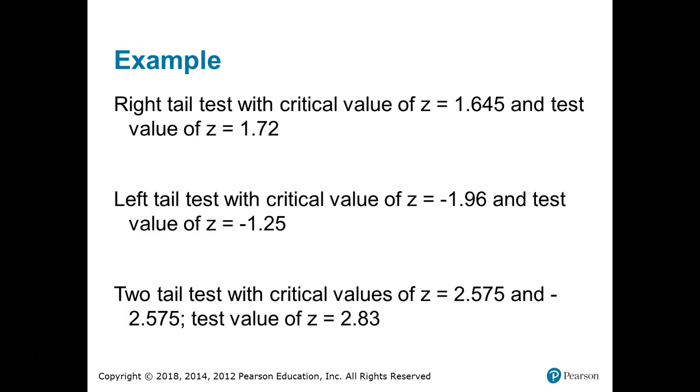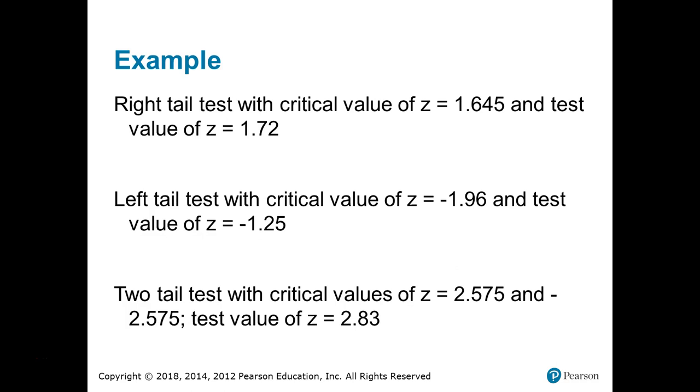Let's look at example 2. Left tail test with a critical value of z equals negative 1.96 and test value of negative 1.25. So you have your bell curve, you have your critical value of negative 1.96. Left tail test means we're interested to know if it falls within that left tail region. And since the test value of negative 1.25 is greater than negative 1.96, it falls to the right of the value. So it does not fall in the left tail region. Since it does not fall within that left tail region, we fail to reject the null hypothesis.